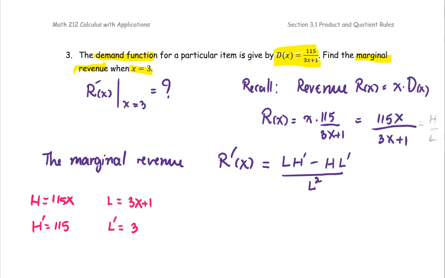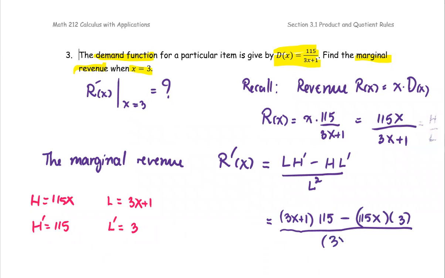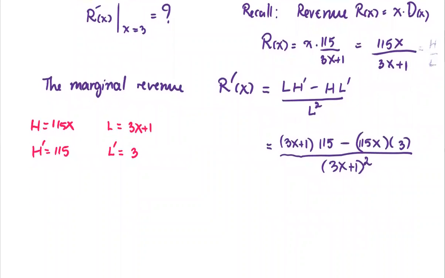Now I'm going to bring it back into the formula, the main part of the problem. So my marginal revenue is going to be, I'm going to replace the terms. The low is the quantity 3x plus 1. The d high is 115. The high is 115x. The d low is 3, and all divided by low squared. Low is the quantity 3x plus 1 to the power 2. Okay, we got all pieces into their placeholders. And next, we're going to simplify, which is one of the important steps to get the work done.